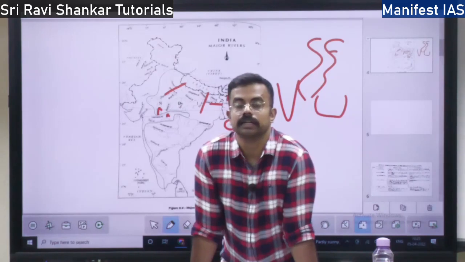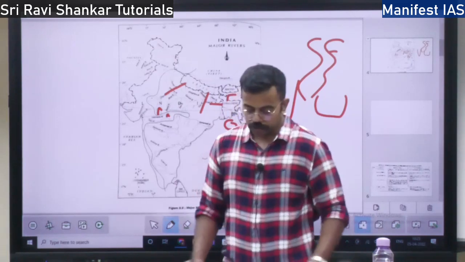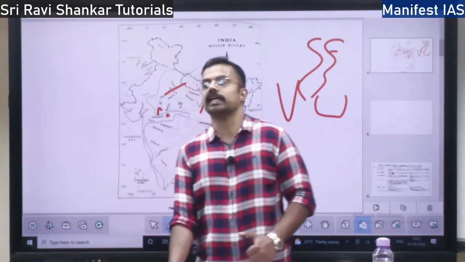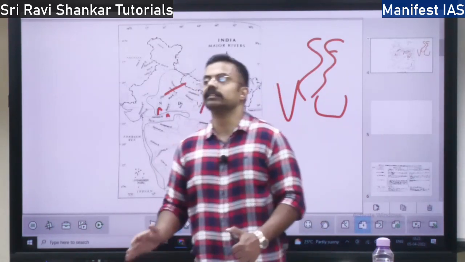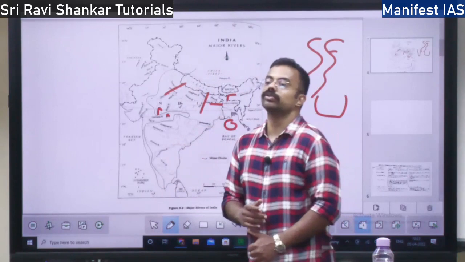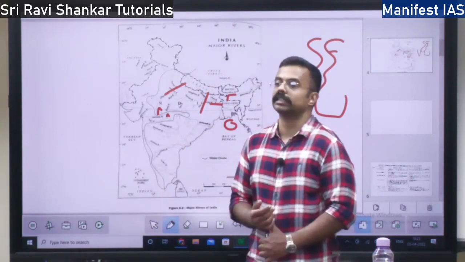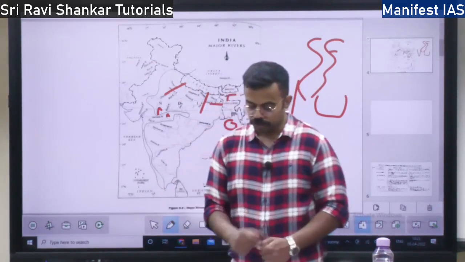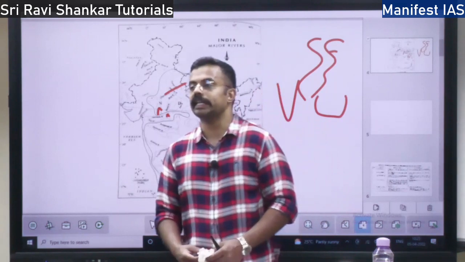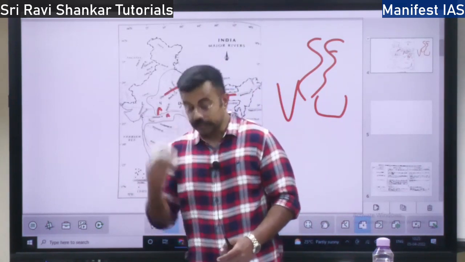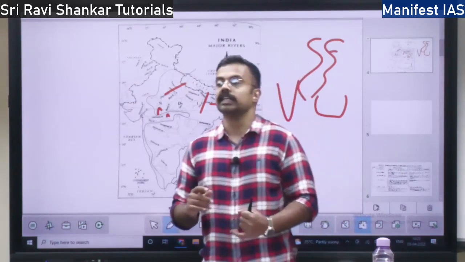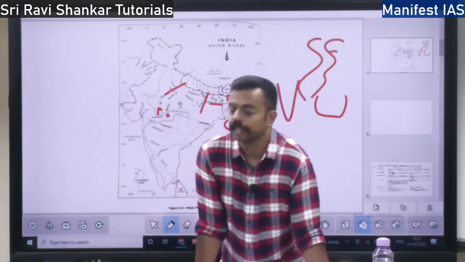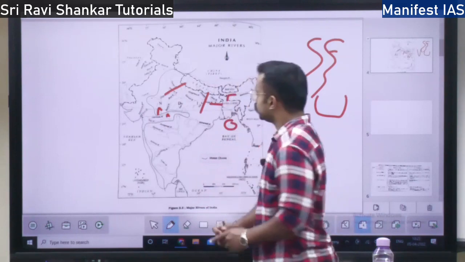So where does the Godavari originate? The Godavari originates in the Nasik region of Maharashtra, right? What is the length of the Godavari River? It is 1465 kilometers in total length. In which states does the catchment area of the Godavari River fall? It is Maharashtra, Madhya Pradesh, Chhattisgarh and Andhra Pradesh.